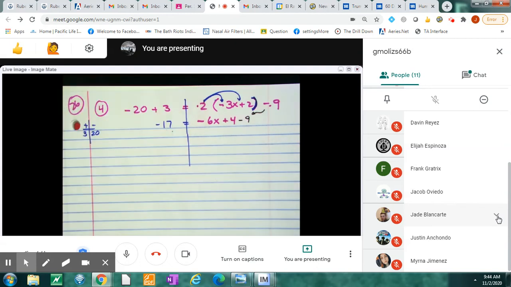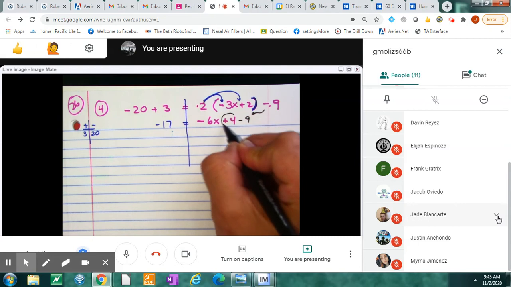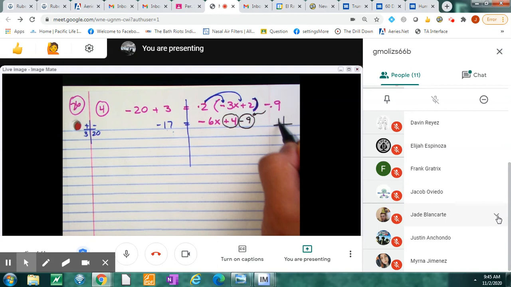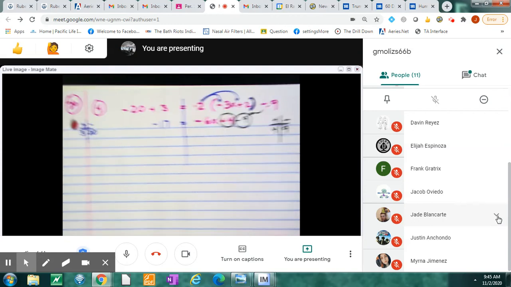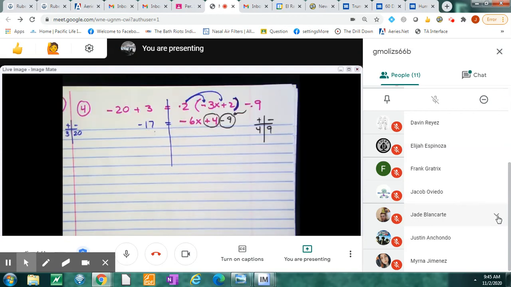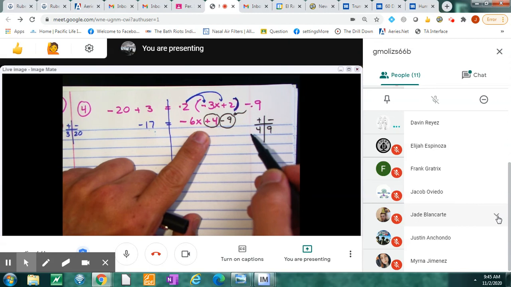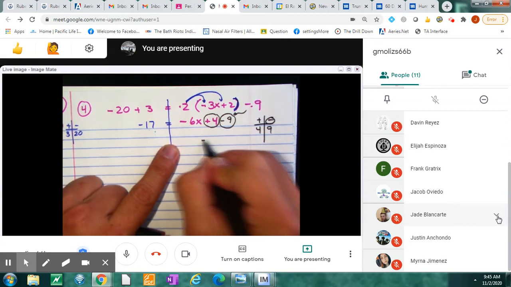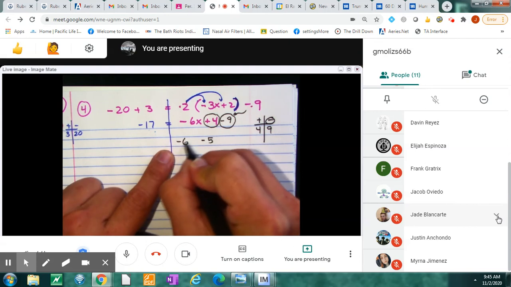So now let's combine them, right? So what can I combine? The 4 with the negative 9, right? So let's do a T-chart, okay? Combine like terms. So let's see, Davin, what do we get for 4 plus negative 9? Negative 5. Very good. So negative 5, and then we have negative 6x.